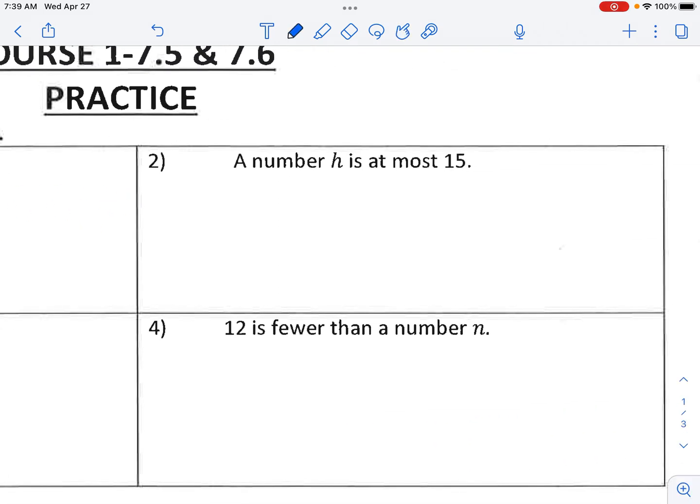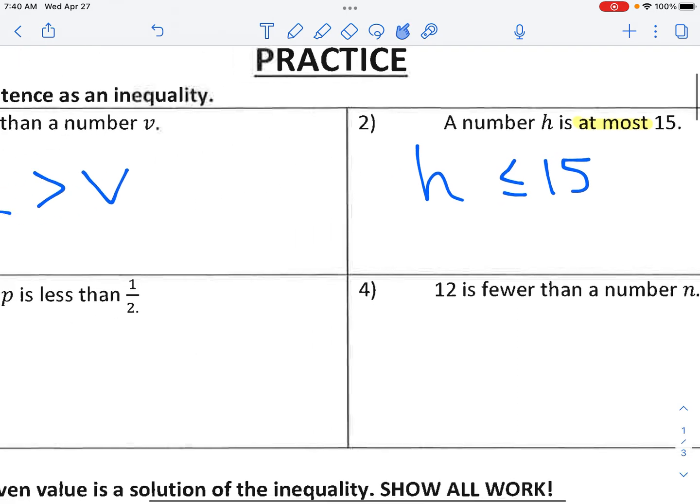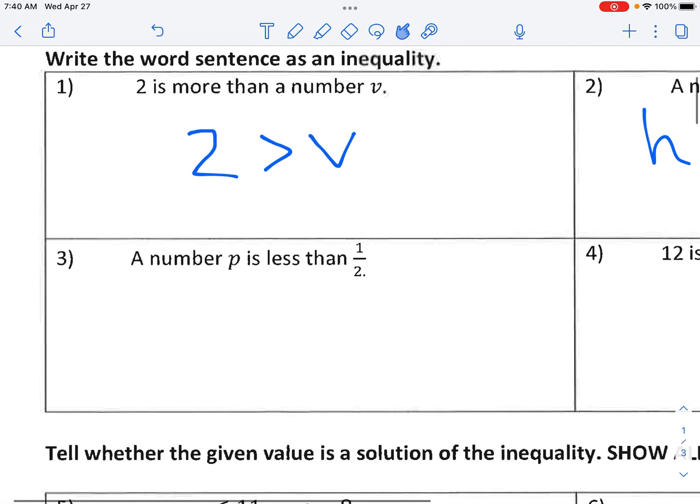Number 2, a number h is at most 15. Now remember on that very first page of notes I gave you on inequalities, it had that little cheat sheet on the back side, so you definitely want to be using that to help yourself when you look at these keywords like at most. That is less than or equal to. So a number h is less than or equal to 15. Make sure that you're making corrections on your paper if you made a mistake.